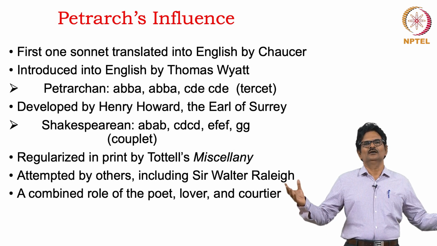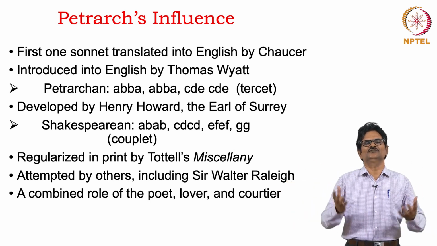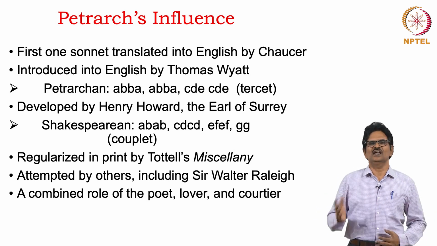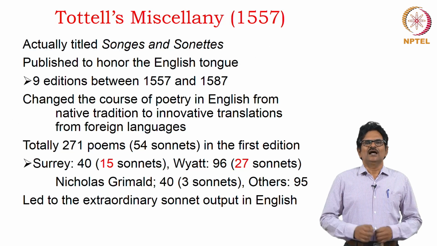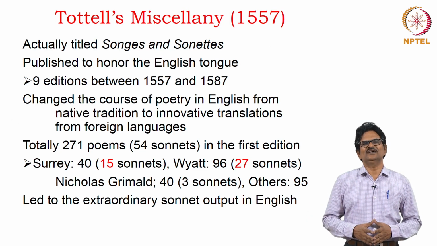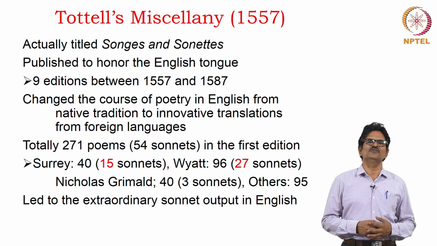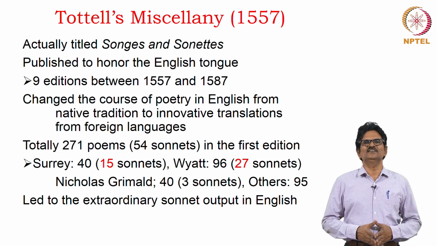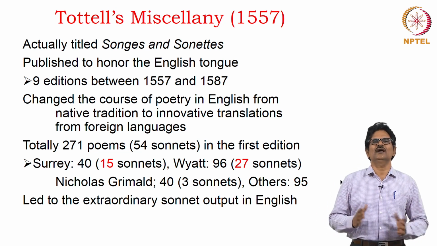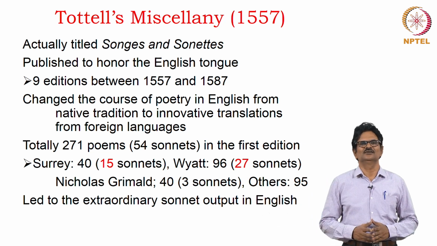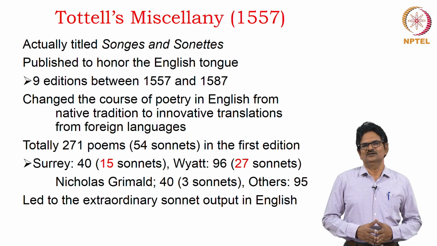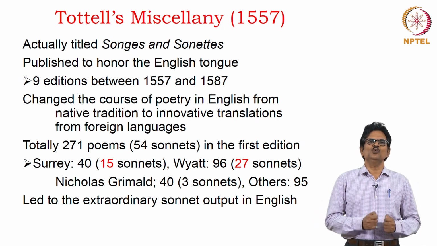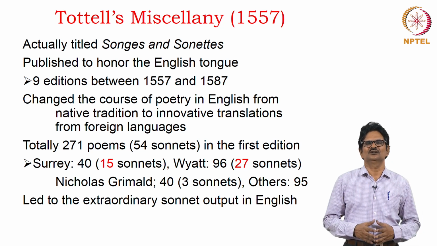Many writers, when they wrote different kinds of poems, adopted a combined role like that of a poet, a lover and a courtier. As you can see, Richard Tottell's Miscellany played a key role in the promotion of sonnet writing in the Elizabethan period. The actual title of this Miscellany is Songs and Sonnets. It has a long subtitle including the names of Henry Howard and Thomas Wyatt. This book was published to honor the English tongue, that is, the language.